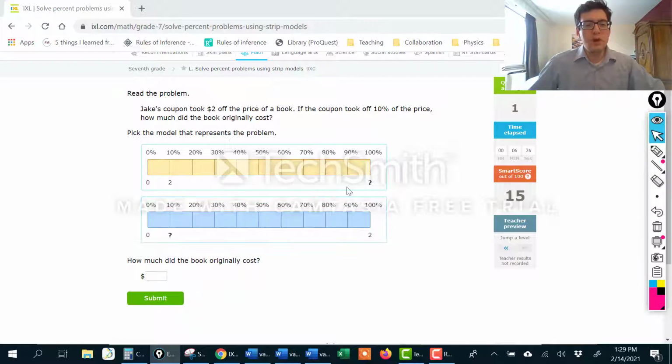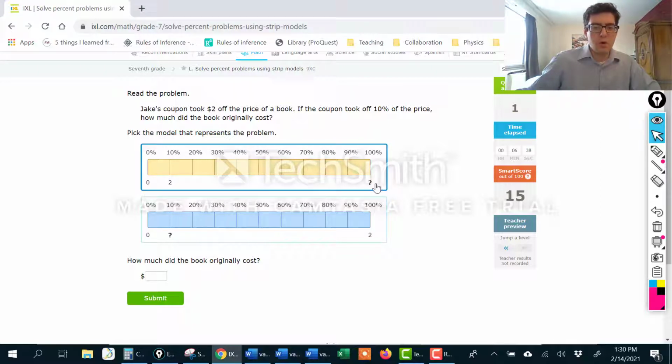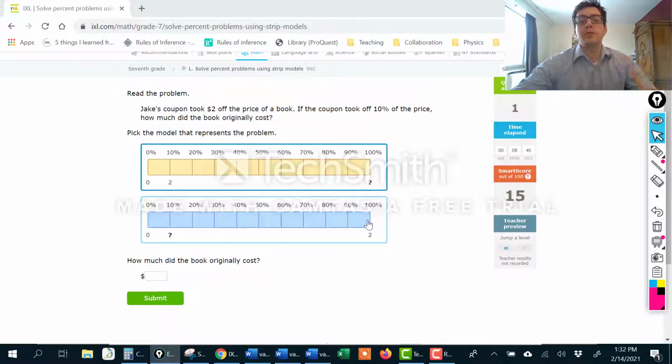Okay, so if it's asking us for the original price, then that original price would correspond to 100%. So this model over here, where the question mark corresponds to 100%, is the model we're going to pick. In this other model, if 2 corresponds to 100%, that's telling us the full price of the book was $2. But that's not what this problem is really saying. The full price of the book is not $2.